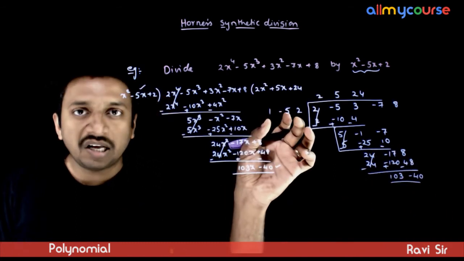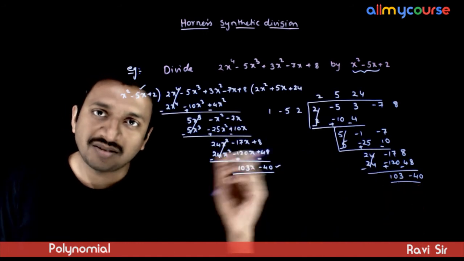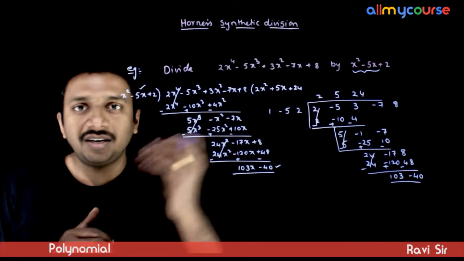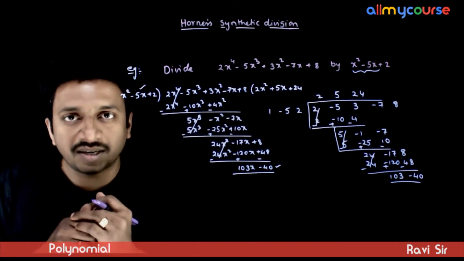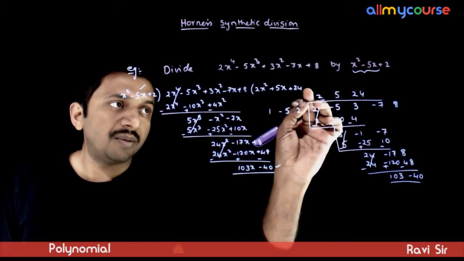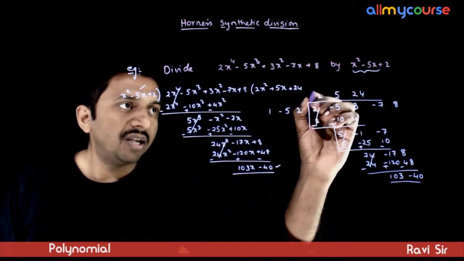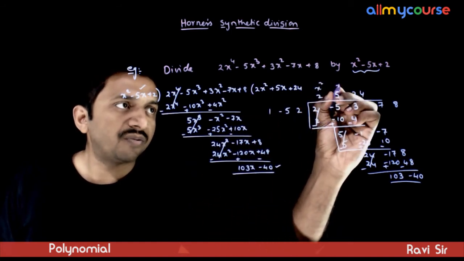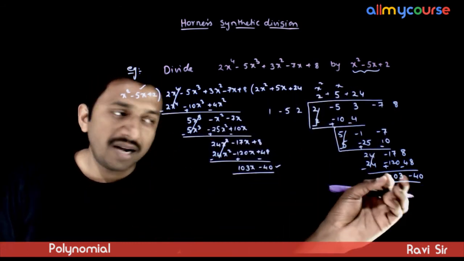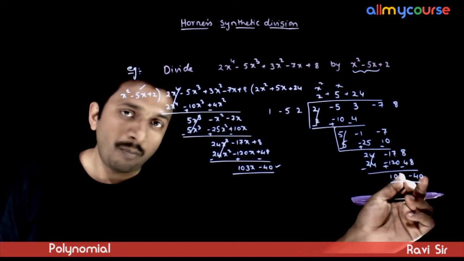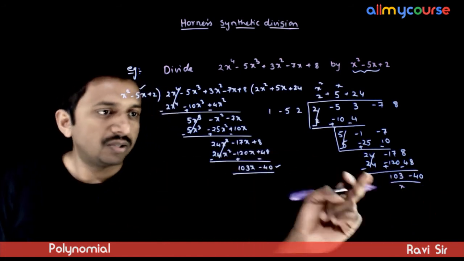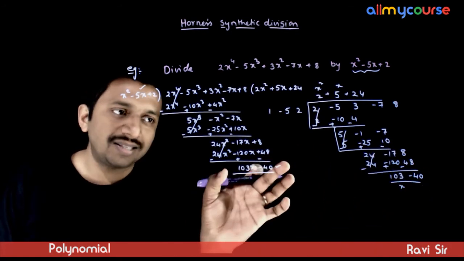So you have 3 terms here, you have 2 terms here. That means the degree of the remainder has gone smaller than the degree of the divisor, and so our division process is complete. The quotient corresponds to the numbers 2, 5, 24. That is 2x^2 plus 5x plus 24. And the remainder is having 2 terms. Minus 40 is the constant term. 103 corresponds to the x term. So 103x minus 40, exactly the same as this.